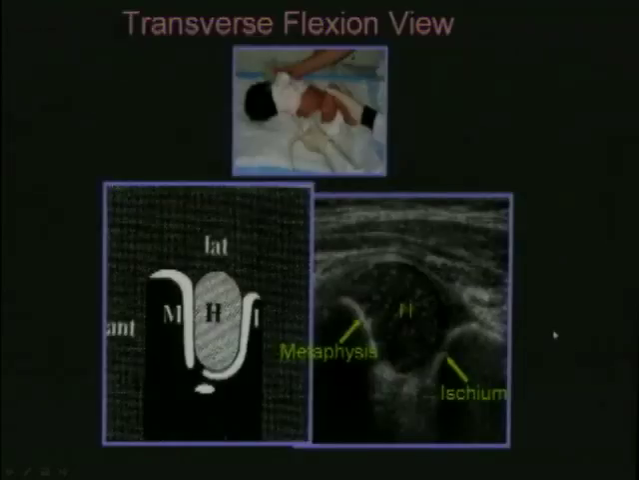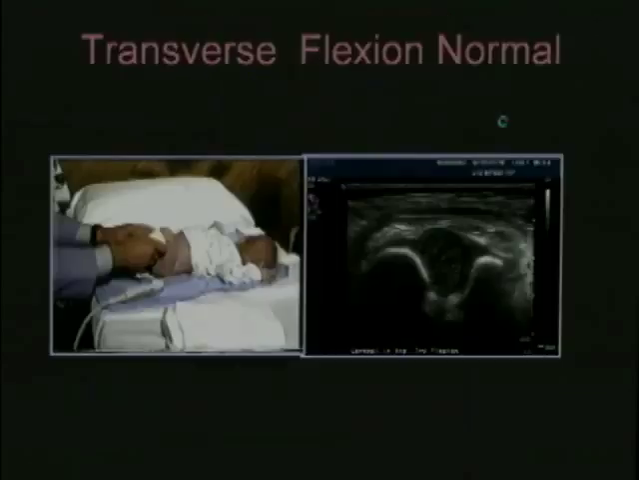Now for the transverse flexion view, we flex the hip, we flex the knee, and I'm scanning here with the probe perpendicular to the length of the baby's body. Notice the baby is being fed during the exam, and we look for the head of the femur, always attached as it should be to the metaphysis, and then inside the acetabulum. In the normal situation, there is a U-shaped cup that the head appears to be seated in. And notice that in the normal situation, the head is in contact with the acetabulum. So here's the head, here's the metaphysis, and this is the ischium, nicely seated.